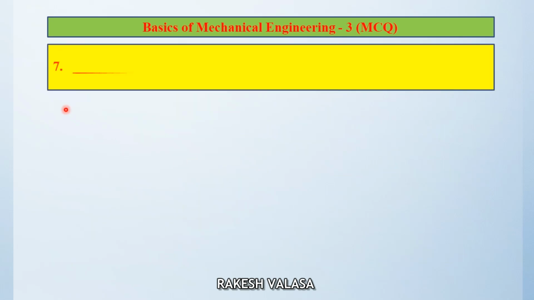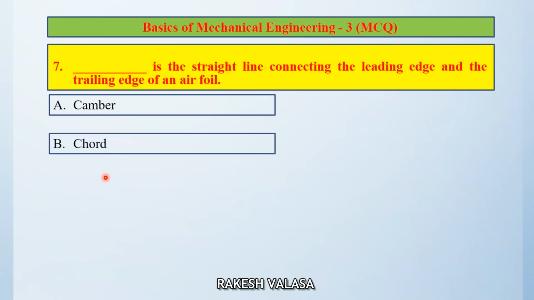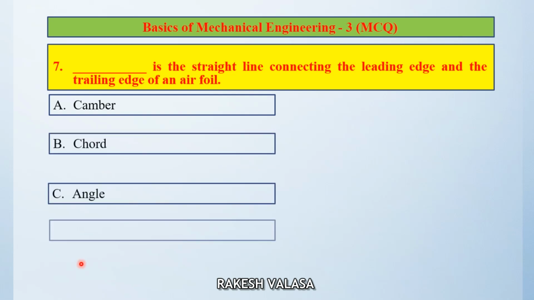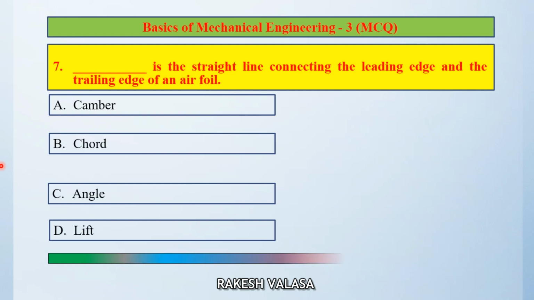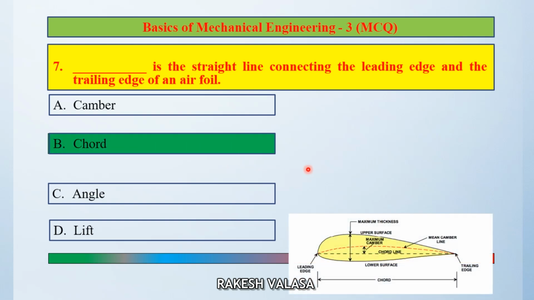Question number 7. Dash is the straight line connecting the leading edge and trailing edge of an aerofoil. Option A, camber. Option B, chord. Option C, angle. Option D, lift. The correct answer is option B, chord. Let us see the explanation.